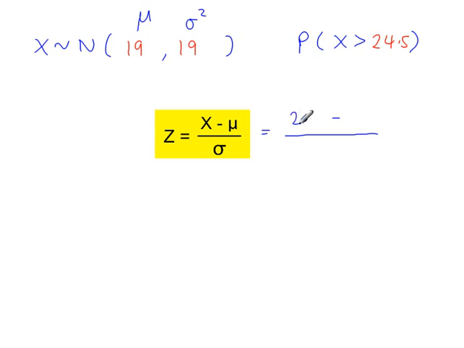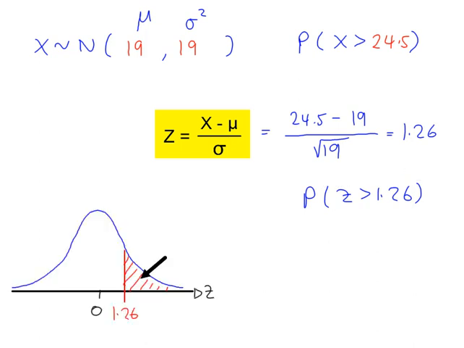Standardizing the 24.5, so that's the x, 24.5, minus the mean, which is 19, dividing by the standard deviation. Remember, this is a variance, so divide by root 19, is equal to 1.26. So now we're working out the probability that z is greater than 1.26. We're looking for this small area here, so we do 1 minus the probability from the formula book to get 0.10383.